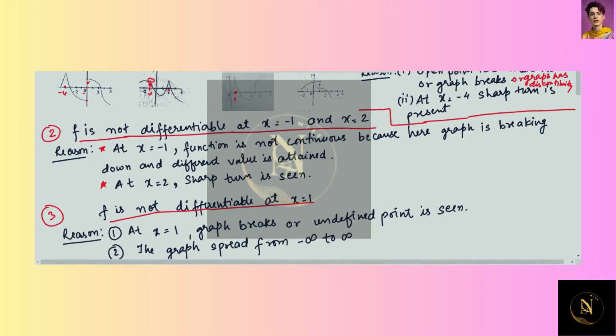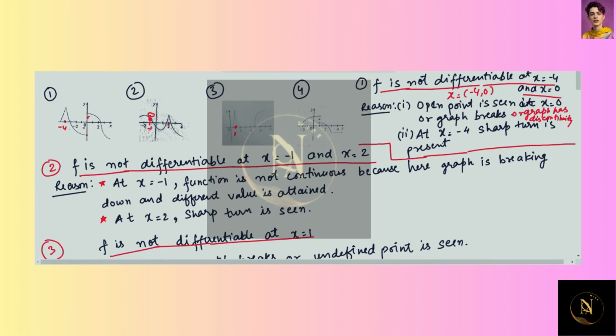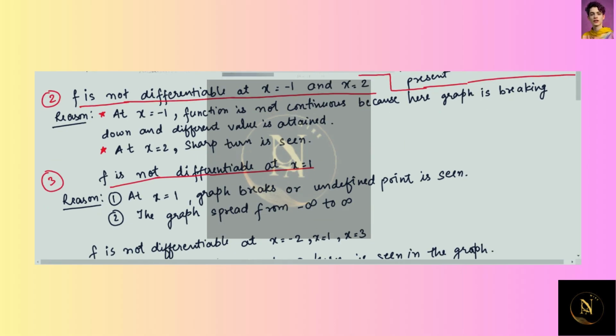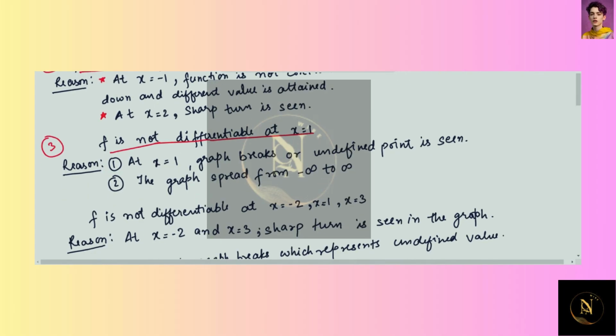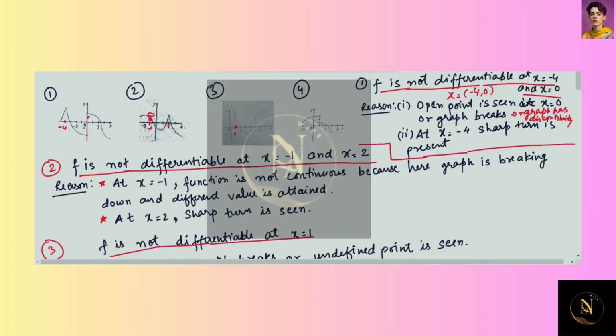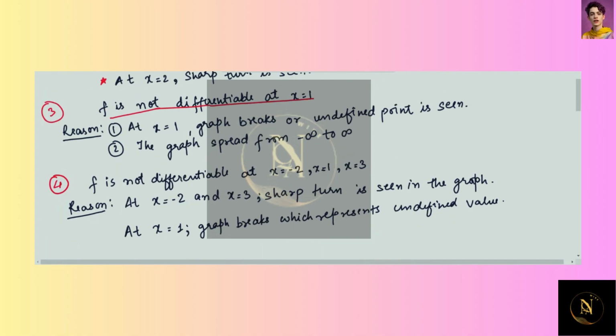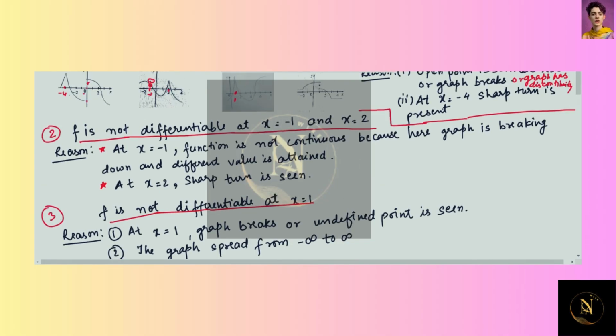All right. And also the graph breaks, and we can say this graph is also spread over minus infinity to infinity. We cannot define the points here, so that's why this is not differentiable, right? Now for the fourth and the last part, this is the graph. Okay, so f is not differentiable at x equals minus 2, 1 and 3.